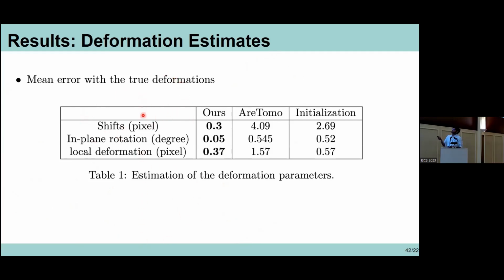For shifts and in-plane, since these are smaller parameters, our method accurately recovers them. But for local deformation, there's a bit of a struggle, but it's still better than what RTOMO does. One of the assumptions is that there are empty spaces in the projection where any deformations are true. So this is not accounted for in our model.